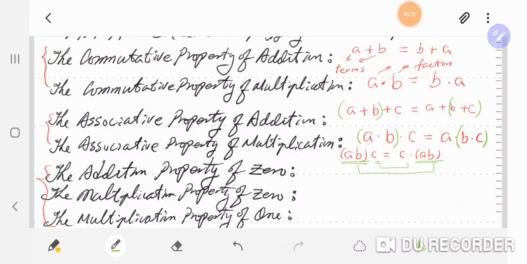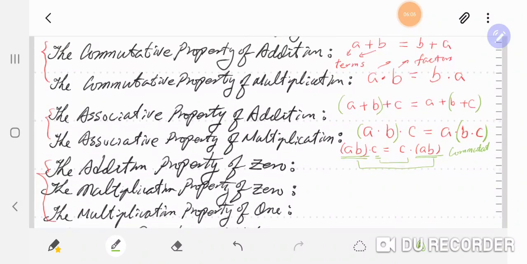For the associative property, the order of A, B, C must be the same. But this is different. The order of A, B, C is different. What we did is exchange the first part and the second part. So this is the commutative property.